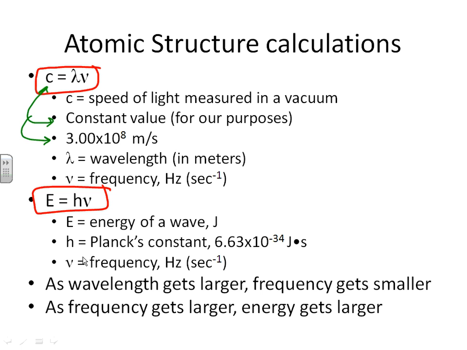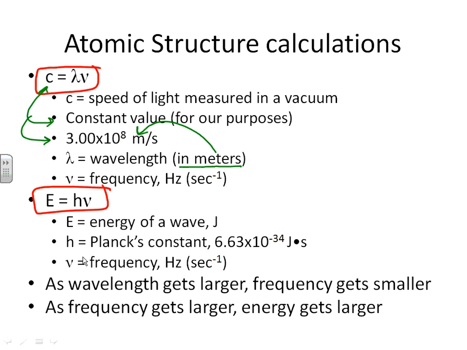Lambda, what does lambda represent? Lambda represents the wavelength of a wave, and it is going to be measured in meters because the speed of light is measured. This value 3 times 10 to the 8th, the units are meters per second. So the unit for the wavelength, that distance component of speed, is going to be meters.